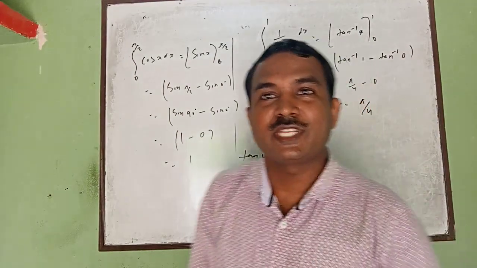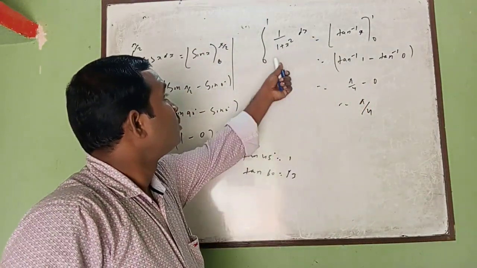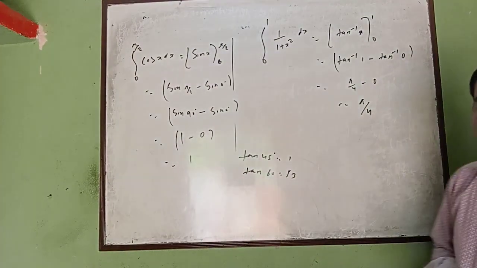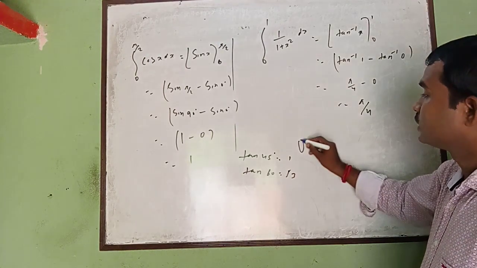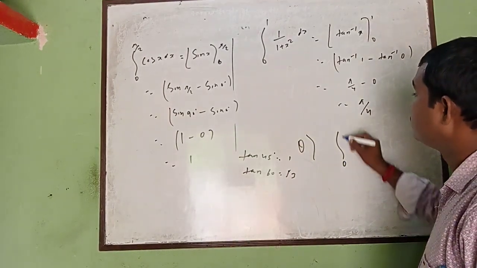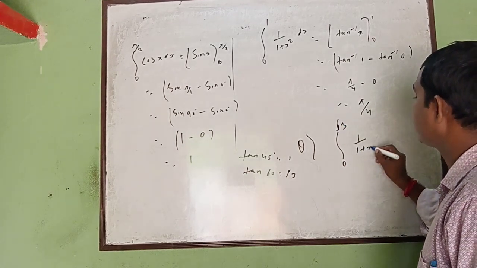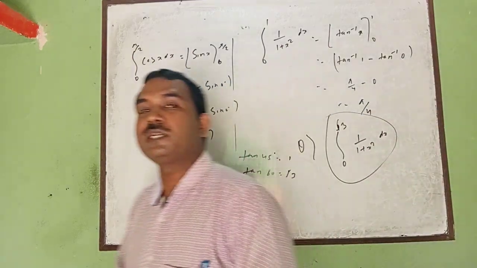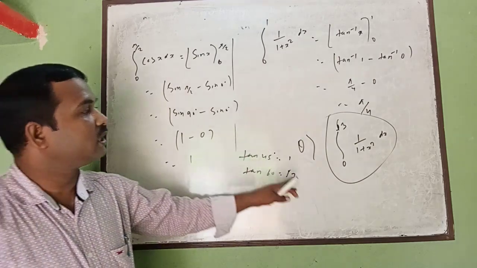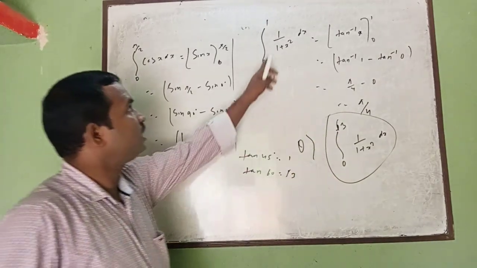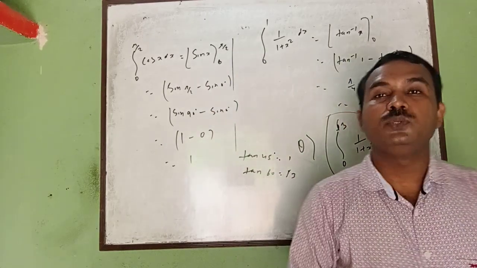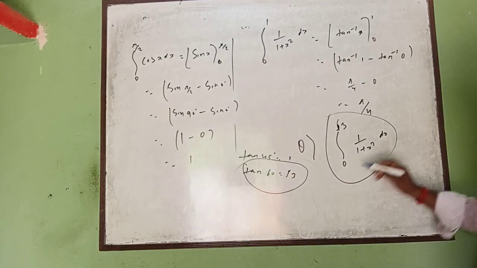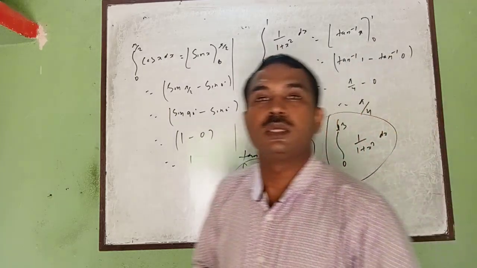Same process for 1 by 1 plus x square dx, we had this value. But you can take another also. One question I am giving here: integration from 0 to root 3 of 1 by 1 plus x square dx. This is a similar question, and the same process applies, only there is a difference in the limits. At the place of 1, I have taken root 3, and as we know the value of tan of root 3, you will take tan 60 degree.